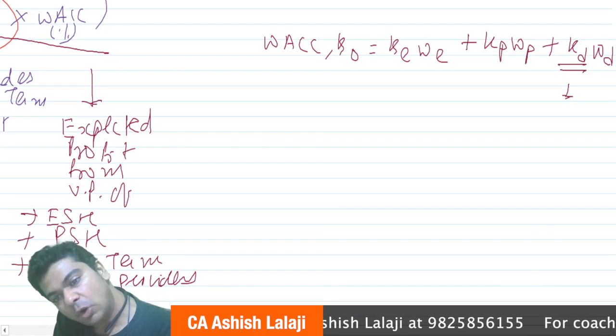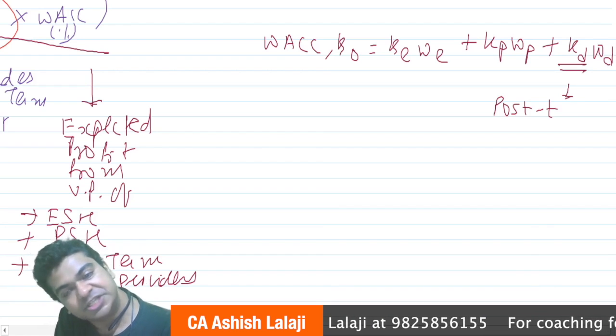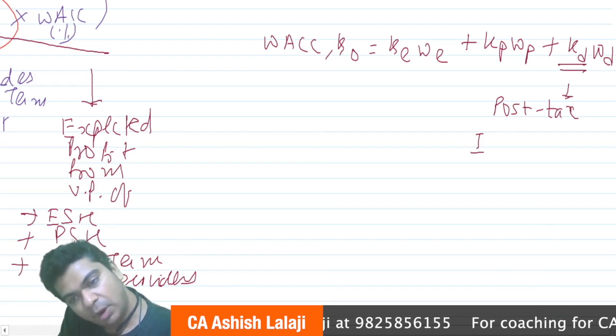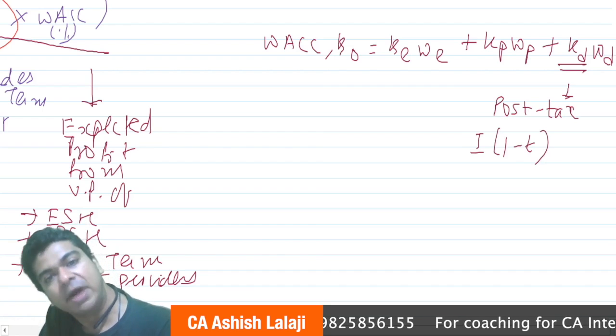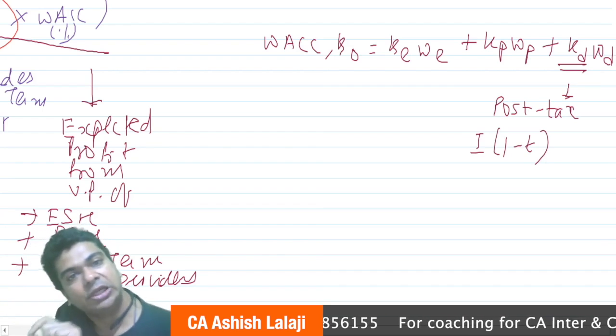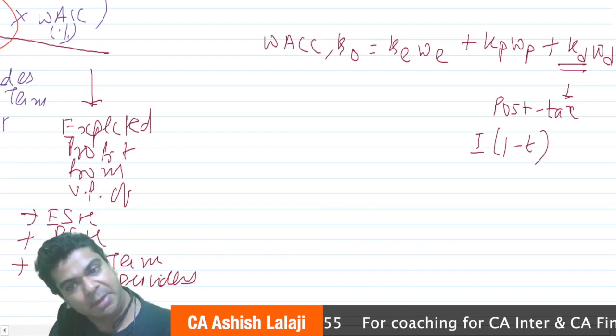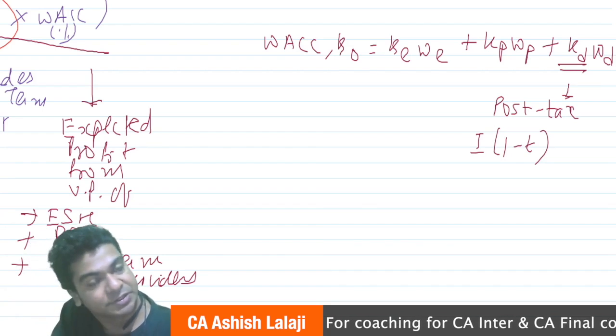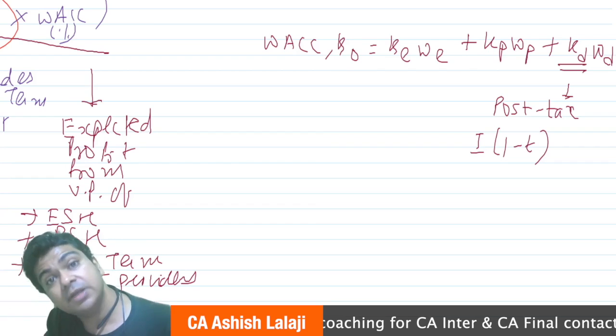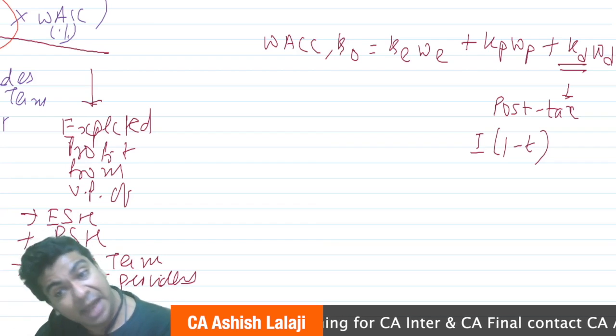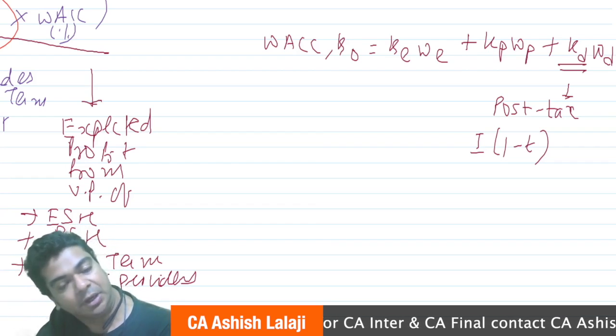Cost of debt should always be post-tax, right? In FM, it is popularly known as I into 1 minus T. So when you calculate the cost of debt, always remember it should be post-tax. Even your OPAT figure is operating profit after tax. So the figure should be after tax.